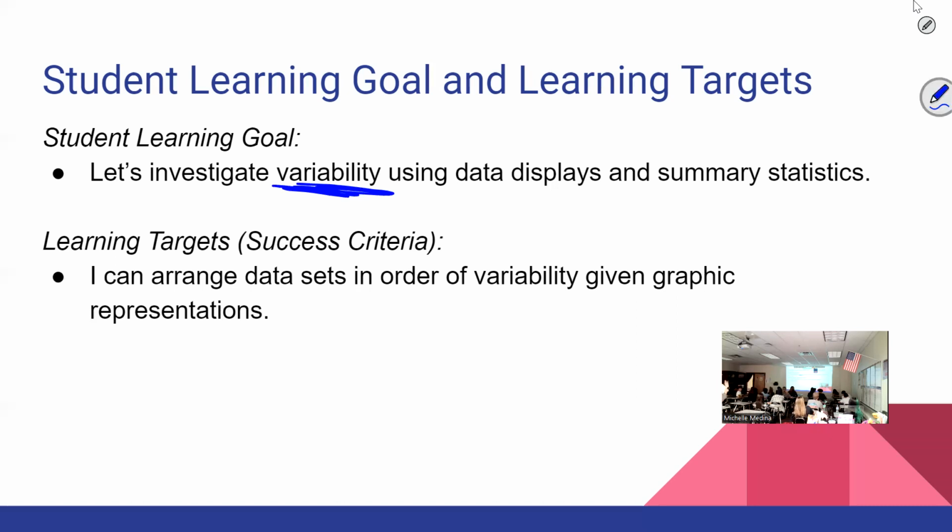So like all we've been looking at really so far is numerical data. So it could be like the data taken is more than just one number. So how spread out the data is, what we're talking about when we talk about variability. So we're going to investigate that using data displays and summary statistics. You'll know that you're successful if you can arrange data sets in order of variability. So in order of spread outness, you could say, given graphic representations.